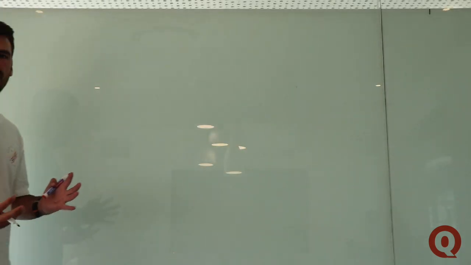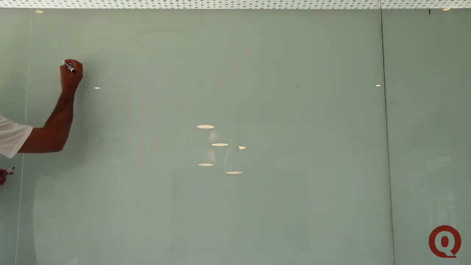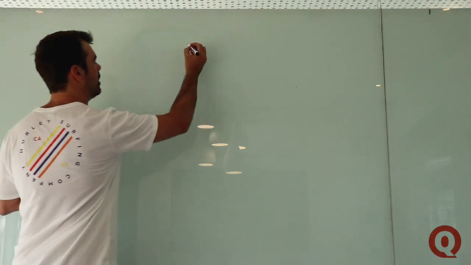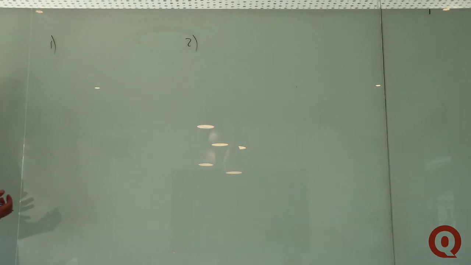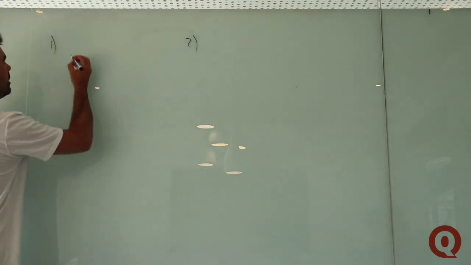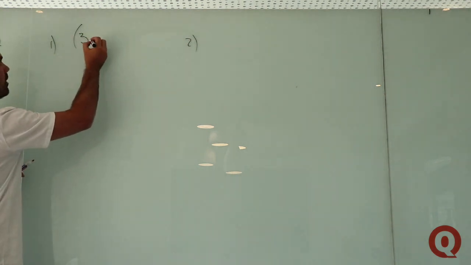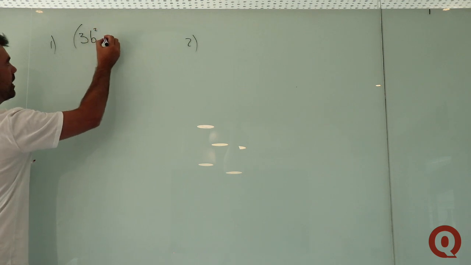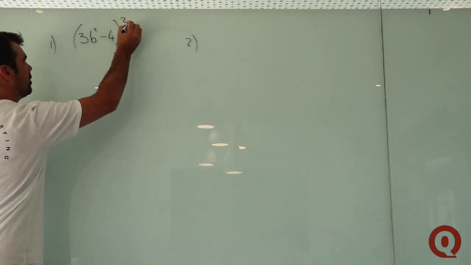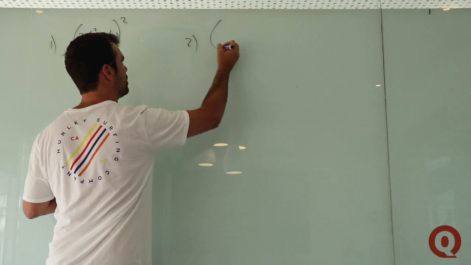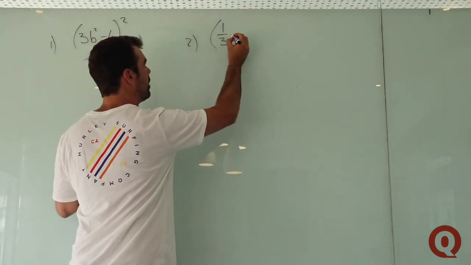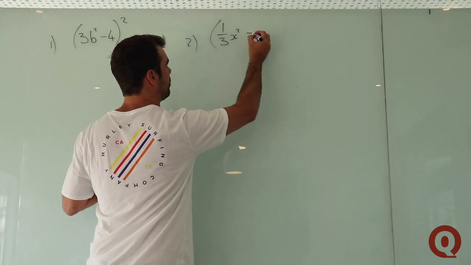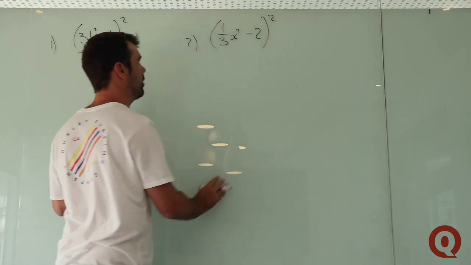Okay, so I'd like you to do the following two examples on your own. I'm going to put them on the board now as number 1 and number 2. I'd like you to look at these, jot them down on a piece of paper, and try and solve them. I'm going to give you a little bit of time to do that, and then we'll get back and solve them together. So the first one will be 3b squared minus 4, all squared, and the second one, we'll try and include a fraction just to test those skills, which would be a third x squared minus 2, all squared.